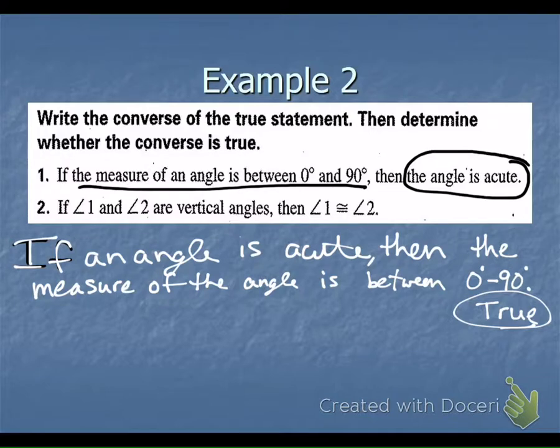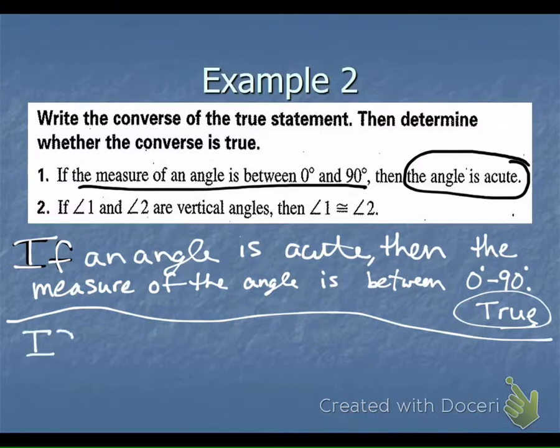All right, you can just watch me on number 2, but I do want to do this one because this is kind of interesting. This says if angle 1 and angle 2 are vertical angles, then angle 1 and angle 2 are congruent. So the converse would say what? If... so just flip-flop the parts. If what?